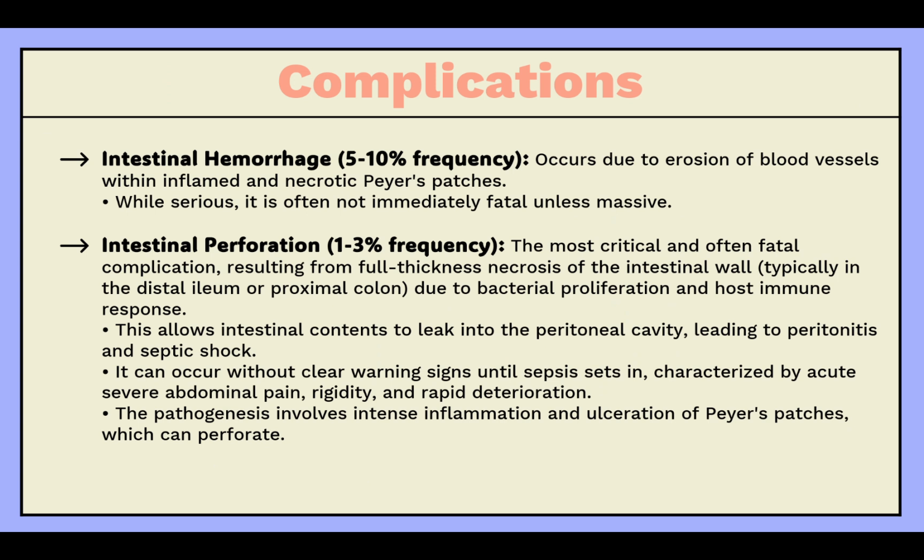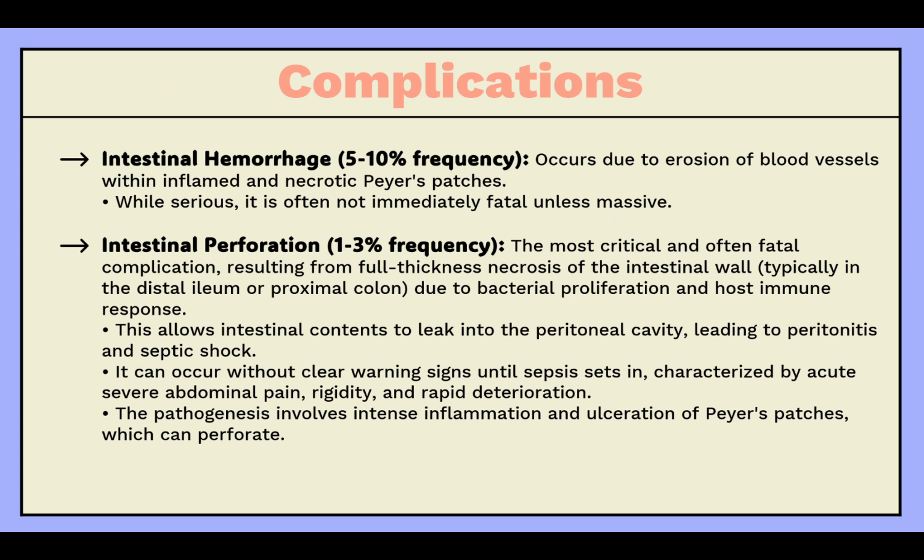Even more critical is intestinal perforation, which occurs in 1 to 3% of cases and is often considered the most critical and frequently fatal complication. This results from full thickness necrosis of the intestinal wall, typically in the distal ileum or proximal colon, caused by bacterial proliferation and the host immune response. When the wall perforates, intestinal contents leak into the peritoneal cavity, leading rapidly to peritonitis and septic shock.